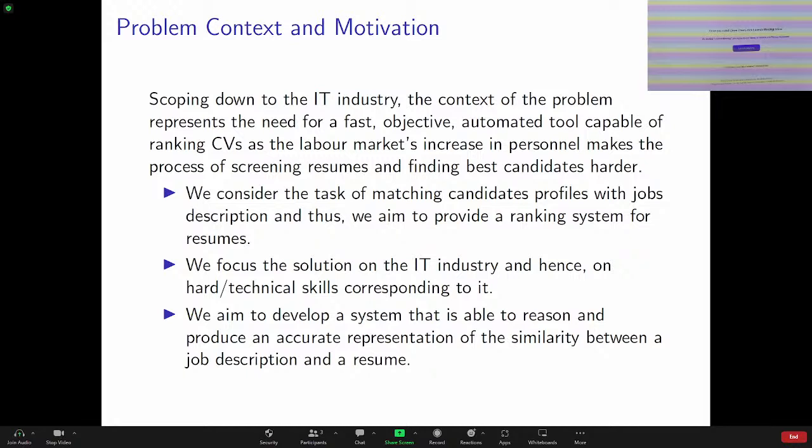One motivation is the increase in the labor market for the candidates and the personnel, and there is a need for a fast, objective, and automated tool that is capable of outputting some kind of measure of similarity between a job description and a resume. So we aim to develop a system that is able to reason by using knowledge graphs and produce an accurate representation of the similarity between the job description and the resume.